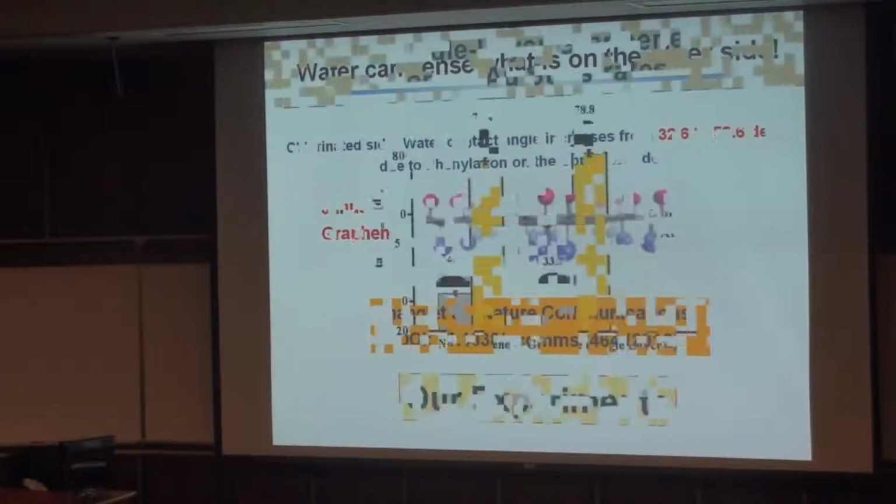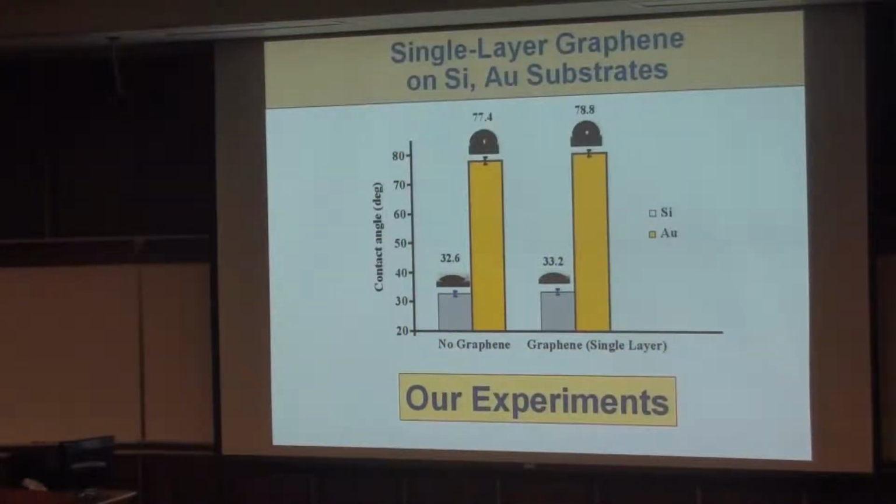So inspired by these studies, we said, let's do our own experiments. And so what we did is we took surfaces like silicon and gold, and we coated them with a single layer of graphene. And we measured the water contact angle with no graphene and with graphene. And what we found is that there wasn't much change. So if you look at silicon, you go from 32 to 33. If you look at gold, you go from 77 to 78. But no big change if you just use one layer of graphene, which means the substrate, it appears, dictates the contact angle rather than the topmost sheet of graphene.